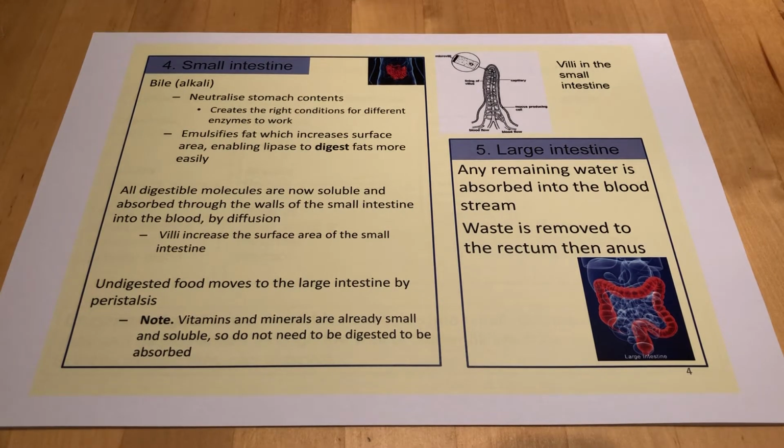Any undigested food moves on to the large intestine, again by peristalsis. Any movement through tubes is done by peristalsis. And vitamins and minerals don't need to be digested because they're already small and soluble. So they don't need to be broken down. They can be absorbed straight into the blood without any form of digestion. Our last stop then is the large intestine, where any water remaining in the large intestine can be absorbed into the blood. Okay, and then waste is removed through the rectum and then the anus.